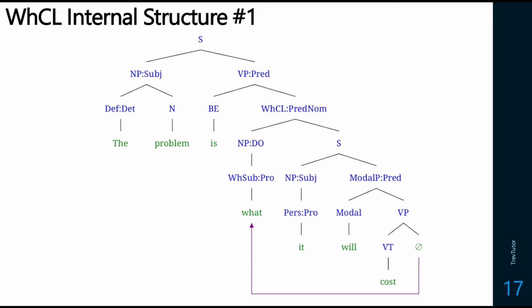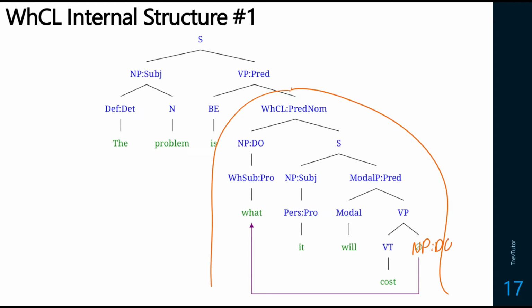So this is the internal structure for the problem is what it will cost. I just want to focus inside the WH clause predicate nominal here, because here's what we're going to see. We're going to see the original sentence, it will cost something. So this will be a noun phrase, direct object, and you'd have the word something down here. So this would change into a WH word, like what. And what will happen is this will move all the way up to the front of the WH clause with the noun phrase direct object and WH subordinator pronoun, and it would sit there with the gap after cost.